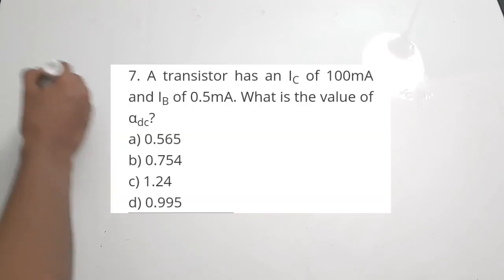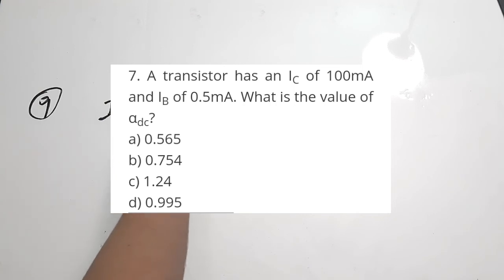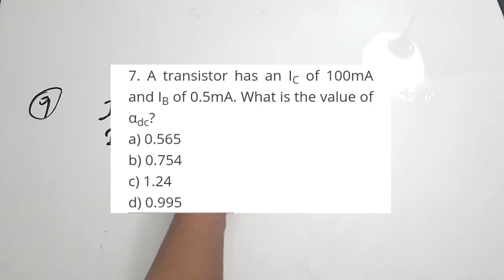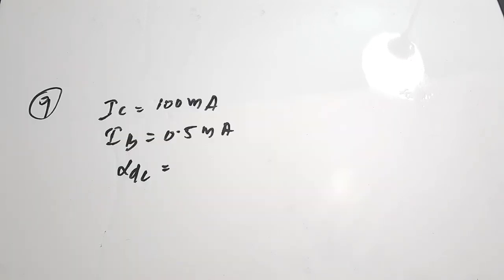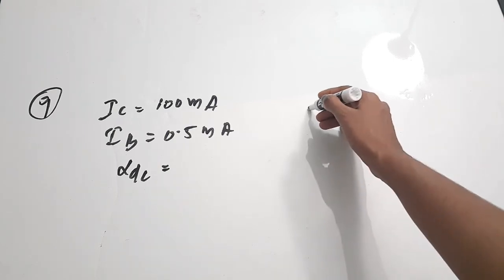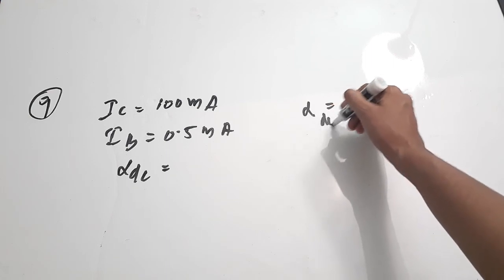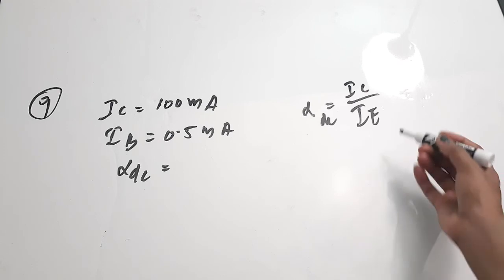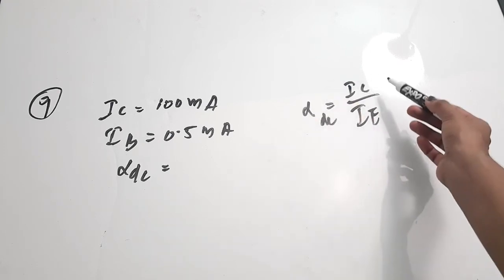9th question. A transistor has IC is equal to, it is a numerical question, okay. We'll do it. IC is equal to 100 milliampere. Then IB is equal to 0.5 milliampere. What is the value of alpha DC? So that is simply alpha DC or alpha. Alpha is a current gain. Okay. So first you should know that alpha is equal to, or alpha DC is equal to IC by IE. Right. We don't have IE, but we have IC and IB.